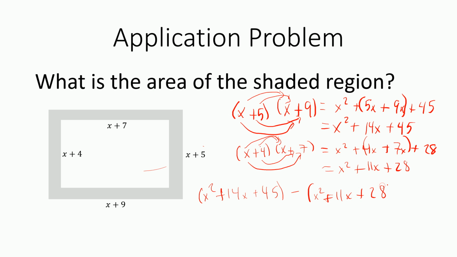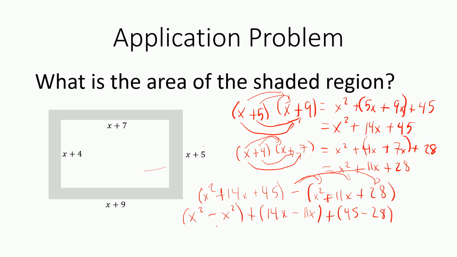And then what that means is that this negative sign is going to distribute like a number would to those three terms. And then I can rearrange by pairing up the like terms, as long as the negative goes with these terms. So x squared minus x squared, 14x minus 11x, 45 minus 28. And so then I can do those individual problems.